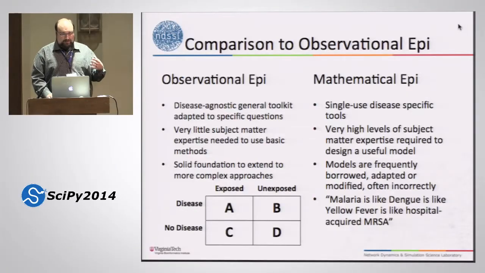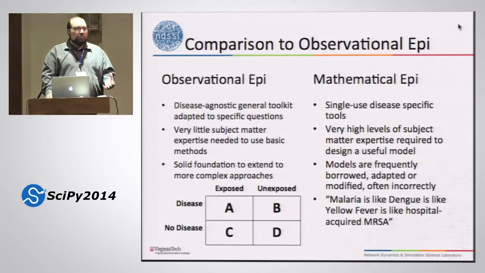So if you compare that to observational epi, we have this disease-agnostic general toolkit called statistics. You need very little subject matter expertise. You can get through essentially an entire doctoral program saying, okay, so disease D is associated to exposure E with covariates X1, X2, and X3. And indeed, if you become a biostatistician, you can have an entire career doing exactly that. So you can build this solid foundation without ever expecting to know specific things about a disease.